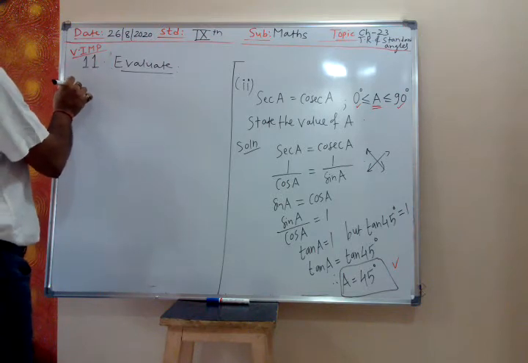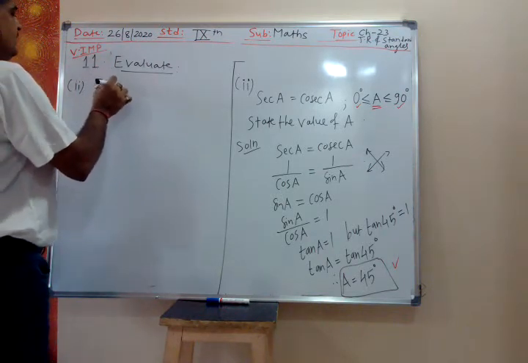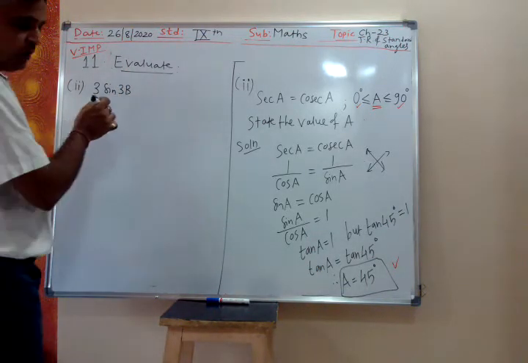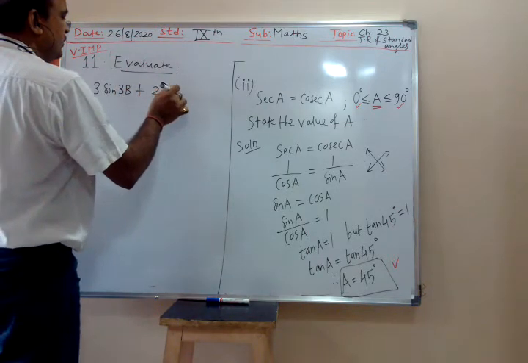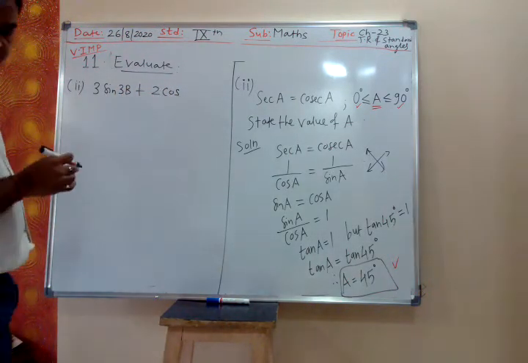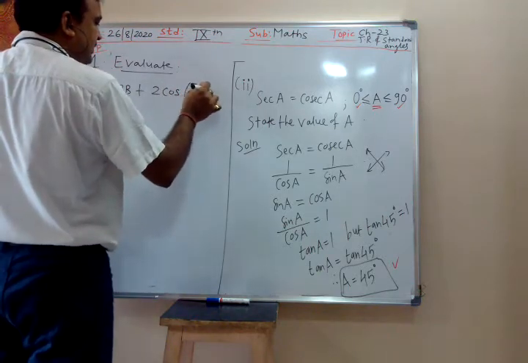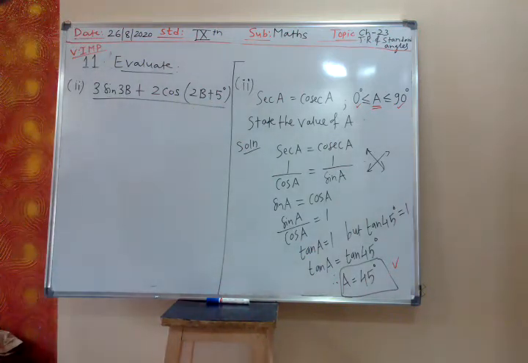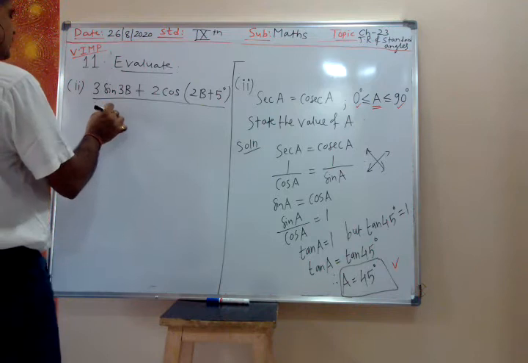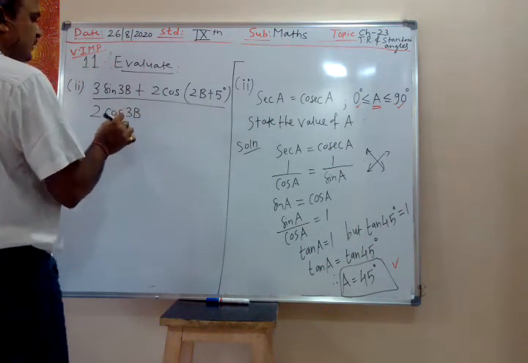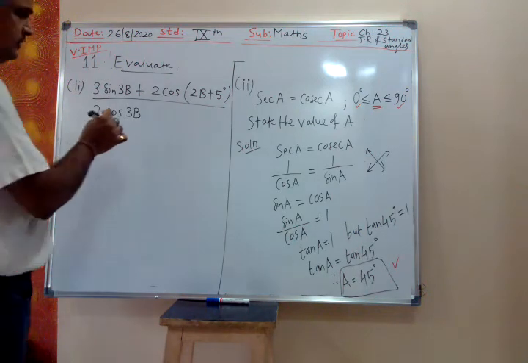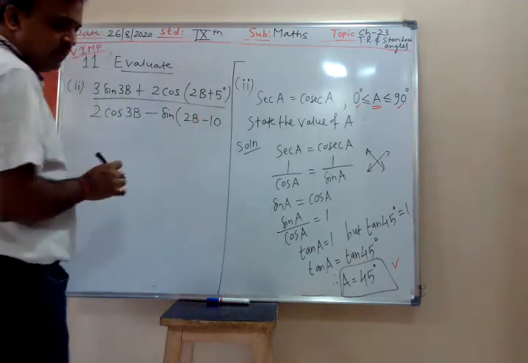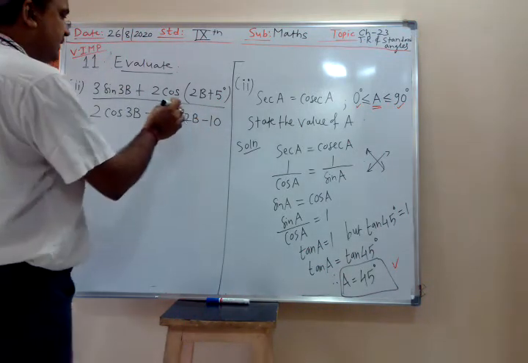3 sin 3b plus 2 cos (2b plus 5 degree), divided by 2 cos 3b minus sin (2b minus 10 degree).